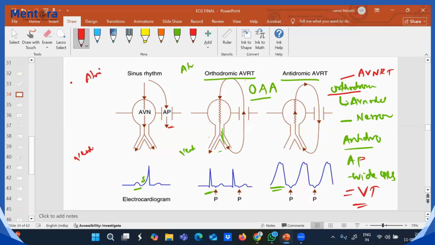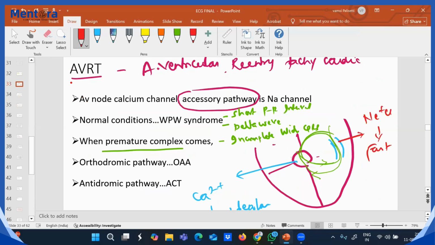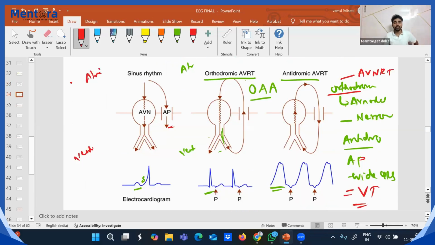Sir, can you please explain the mnemonic OAA? No, it's just a mnemonic only. I kept orthodromic pathway; actually, the anterograde conduction, that is from atria to ventricle, is through the AV node. It's just my mnemonic I kept. It's nothing, not any concept or anything. Like that I kept. Okay. Thank you, sir.